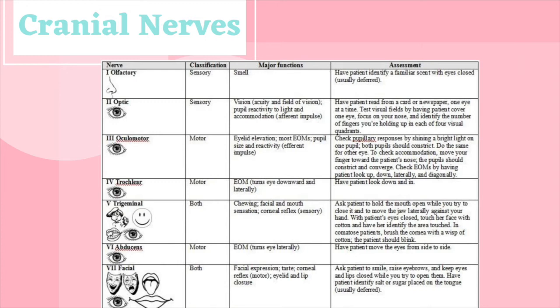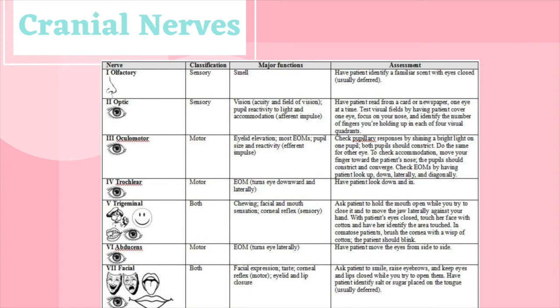So number 2, optic, sensory: vision, acuity and field of vision, pupil reactivity to light and accommodation, afferent impulse. Have patient read from a card or newspaper, one eye at a time. Test visual fields by having patient cover one eye, focus on your nose, and identify the number of fingers you're holding up in each of 4 visual quadrants. You can also use here the Snellen chart for distance vision.